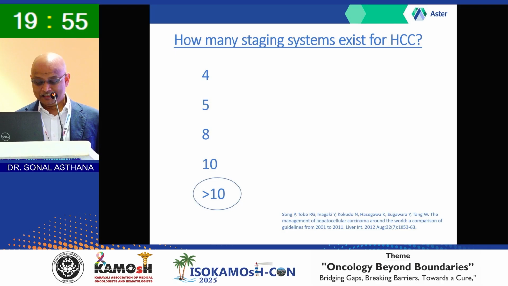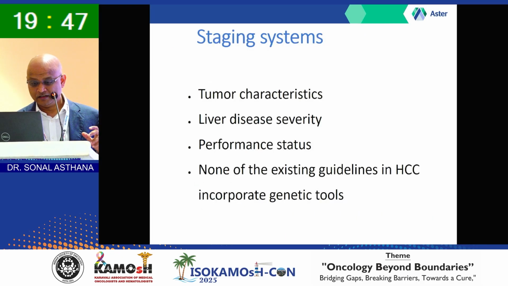Actually, there were more than 10 staging systems available even 10 years ago when this paper was written. Currently, the number of staging systems is probably more than 15. Most of the time, they are looking at various aspects of staging: tumor characteristics, liver disease severity, and performance status. But unfortunately, most of these systems do not have biomarkers incorporated to a large degree.